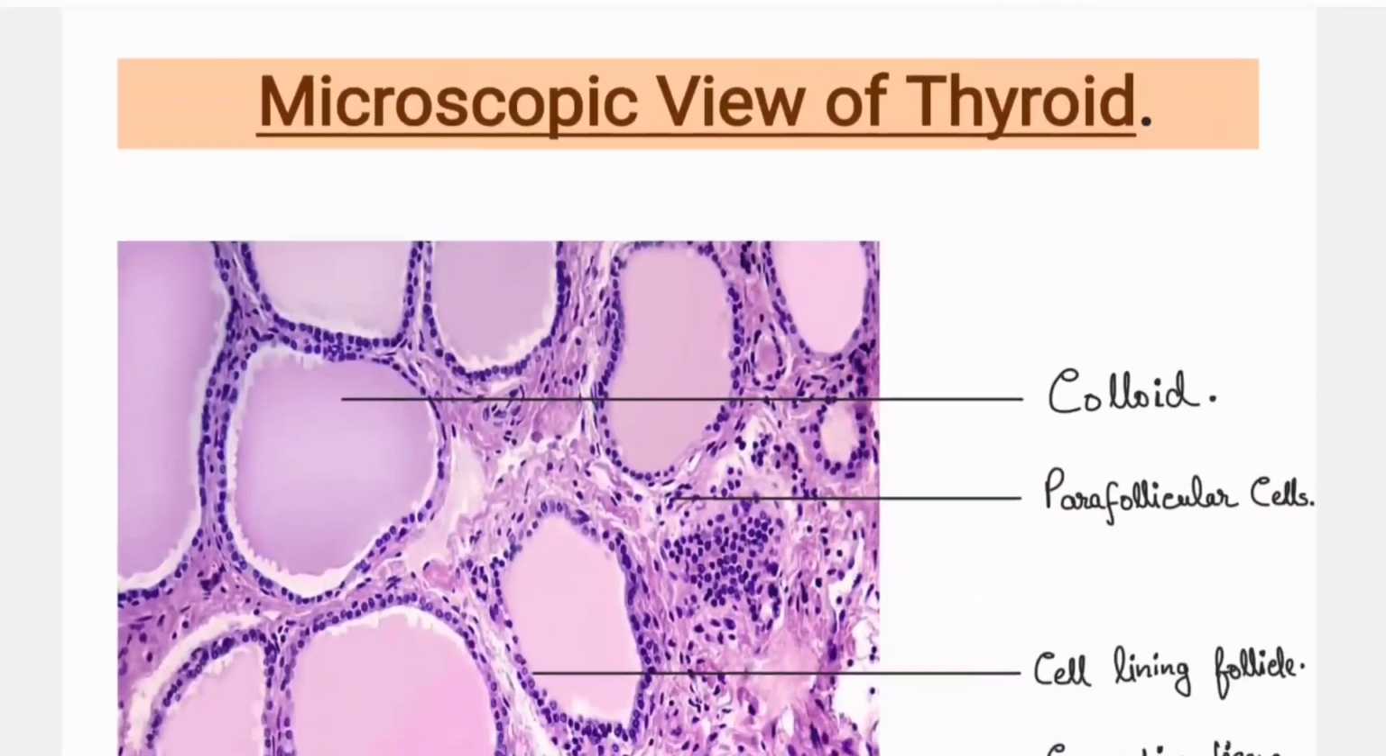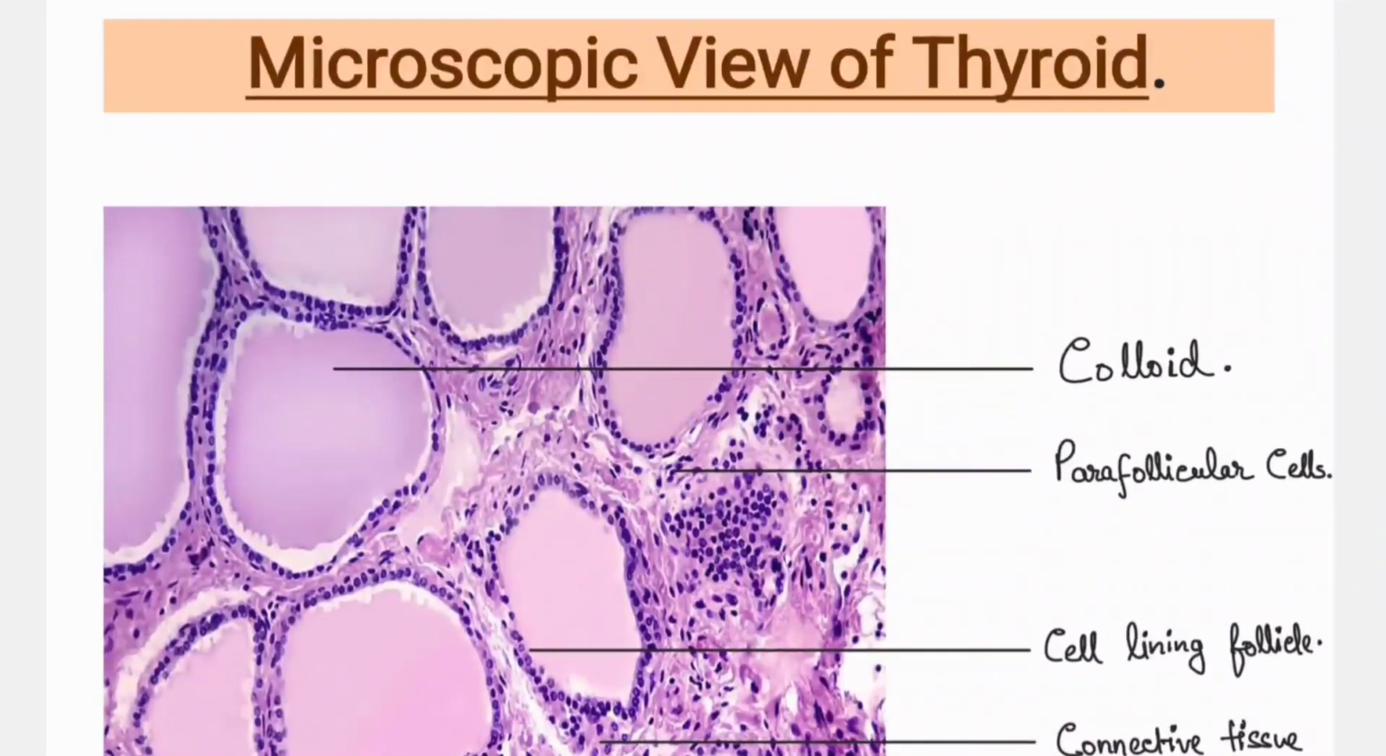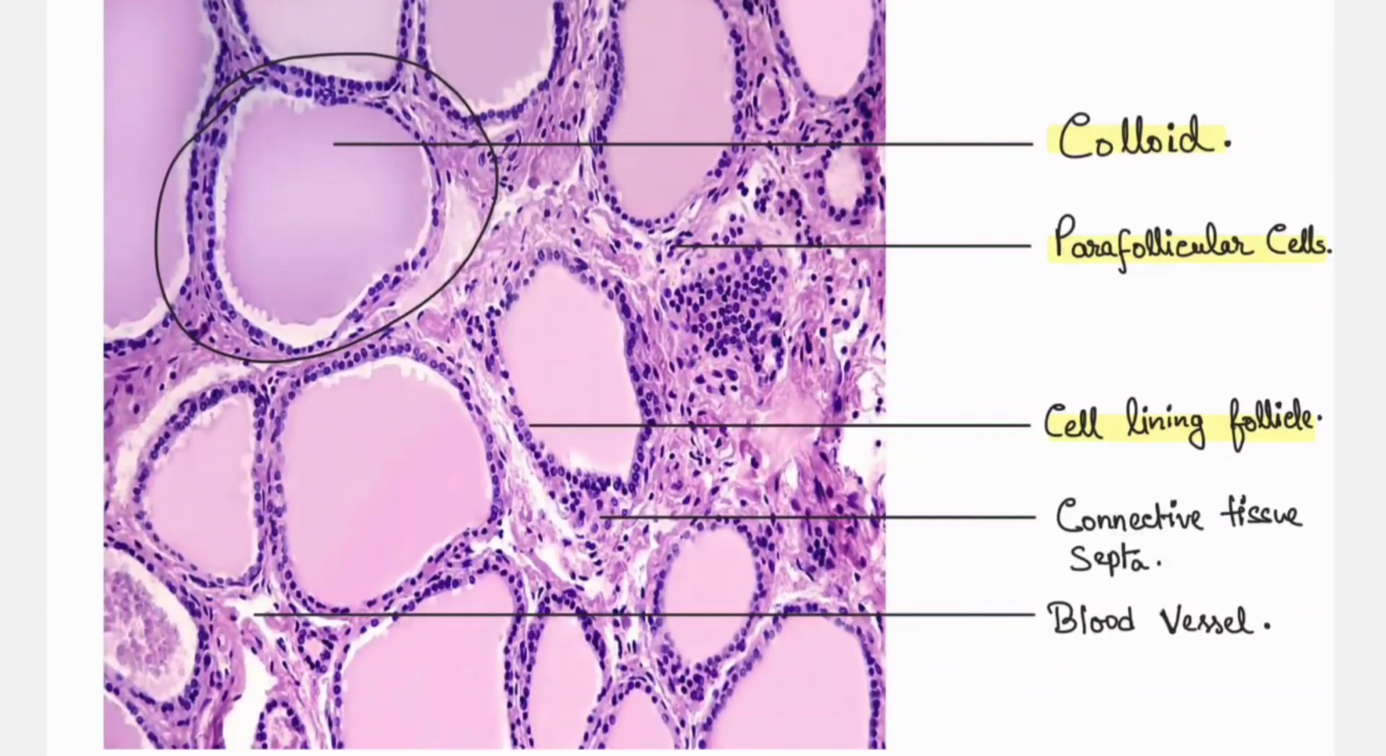Now we'll see the microscopic view of the thyroid gland. So this is the thyroid gland which we are getting here. Now we are moving towards the microscopic view. First, this is a thyroid follicle in which we can see the colloid filled inside the follicle. We can see here the parafollicular cells, polyhedral cells. Then we can see the cells lining the follicle, the follicular cells. After that we can see the connective tissue septa, and here we can see some blood vessels.